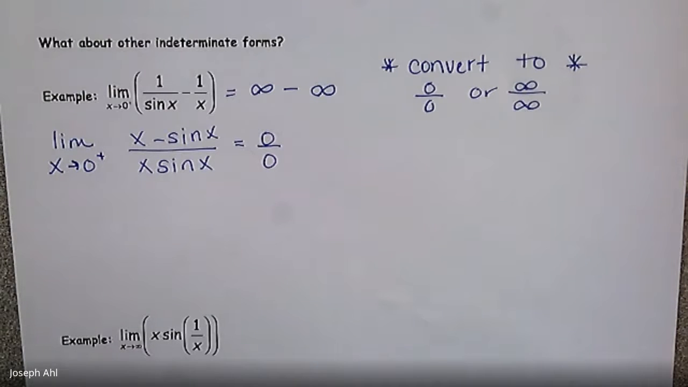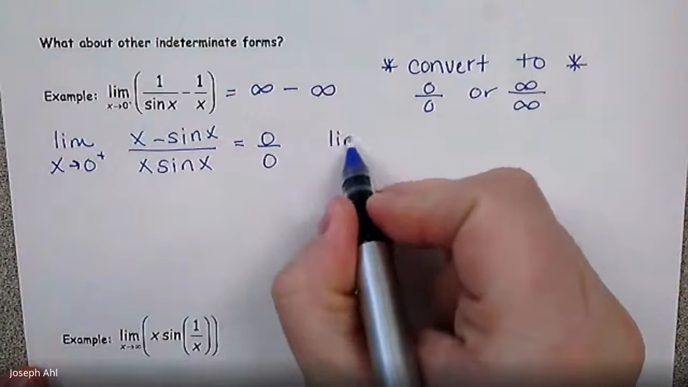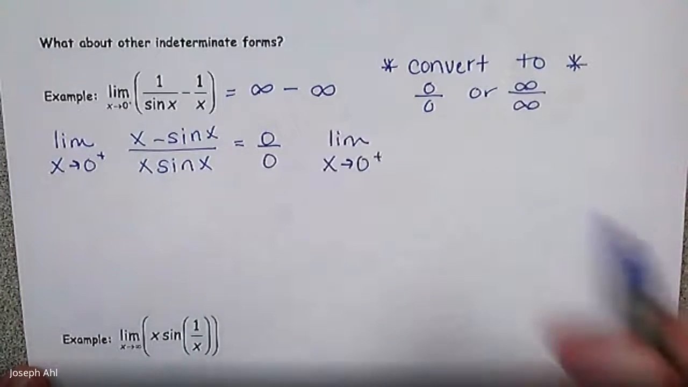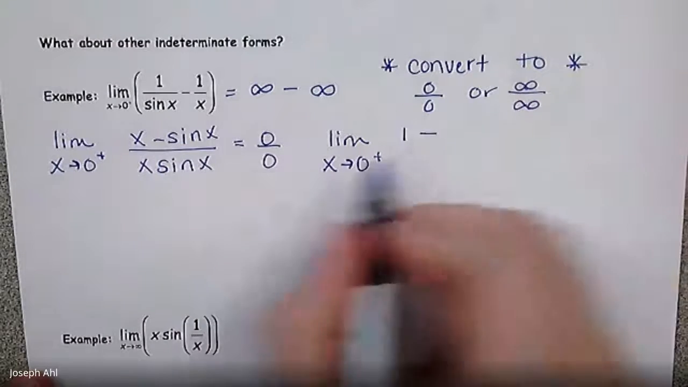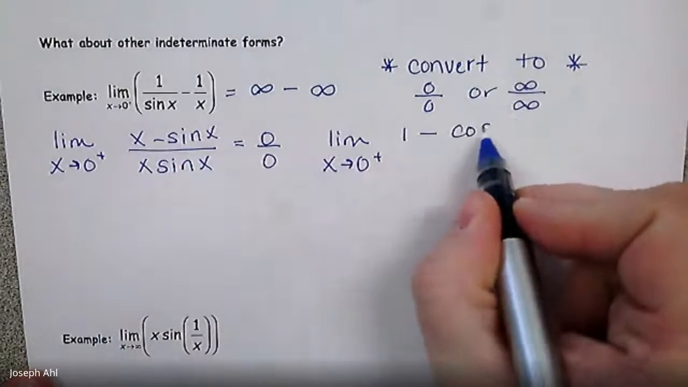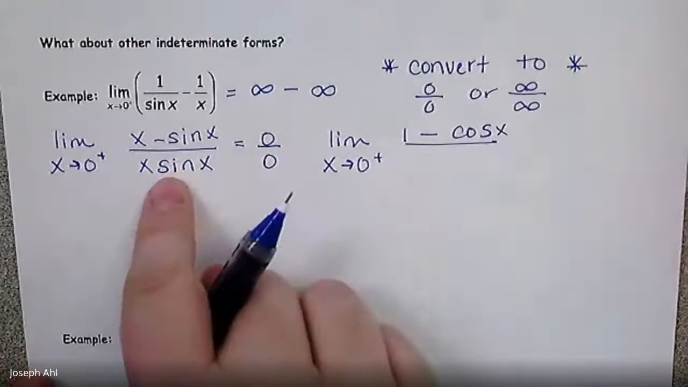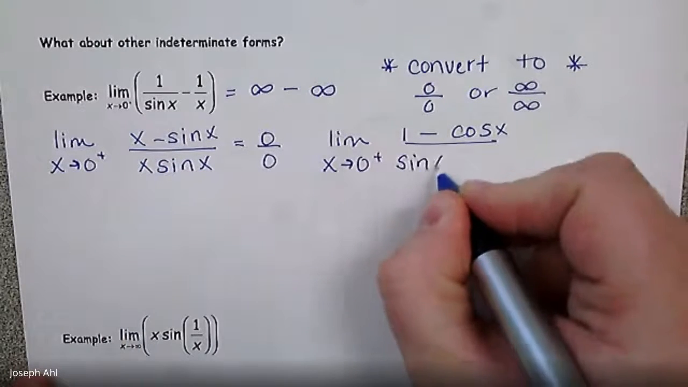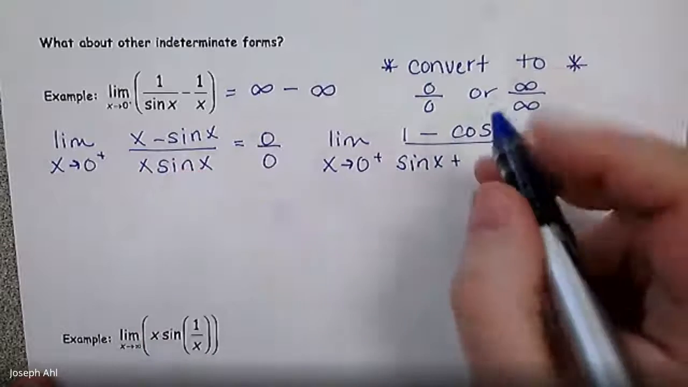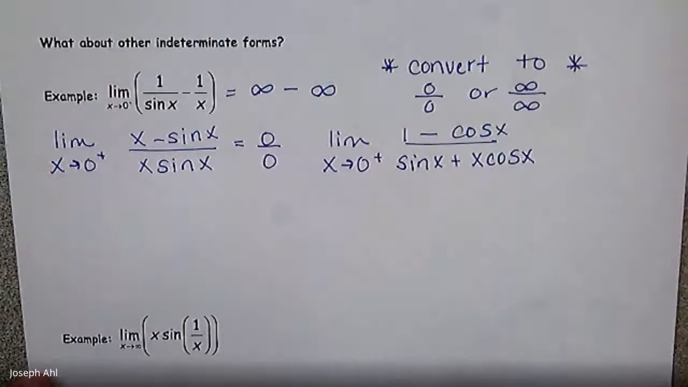So now that we have that, let's apply L'Hopital's rule. The first step I would do is take the limit as x approaches 0 from the right of the derivative of the top. So that's going to be 1 minus the derivative of sine, which is cosine. And then over the derivative of the bottom, you need a little product rule there. 1 times sine x would be sine x, plus the derivative of sine is cosine. That's going to be an x cosine x there.